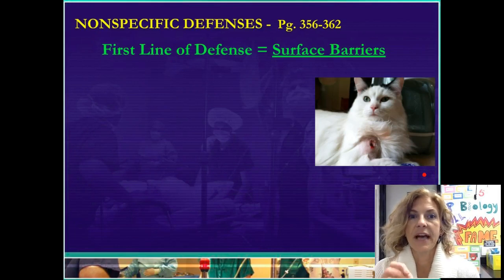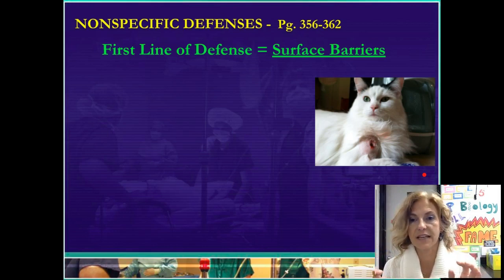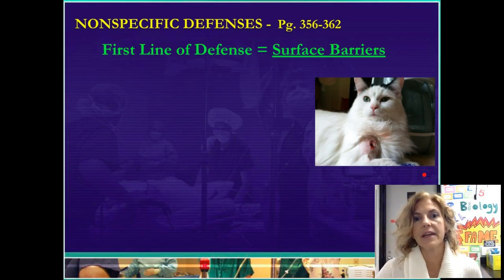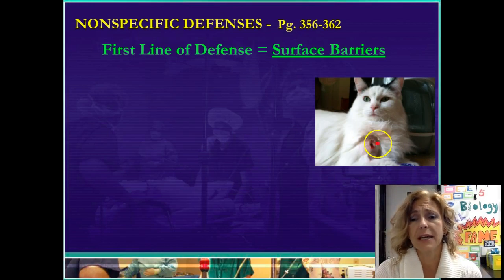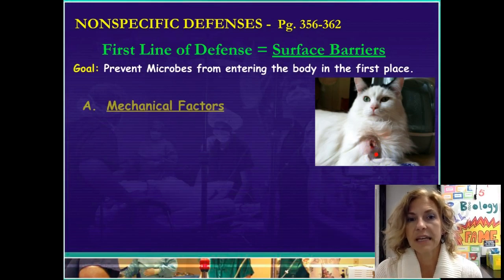Okay, so the non-specific defenses are your first line and second line of defense. They try to keep an organism from getting inside of the body. That's the first line of defense. If it doesn't get in, I don't have to defend against it once it's there, right? So the first line we have is our surface barriers. Poor little Glowy, she doesn't have any skin right here. She's got a hole in her arm, so she's wide open. Any kind of bacteria can get in there. So we want to prevent the microbes from getting in the first place.